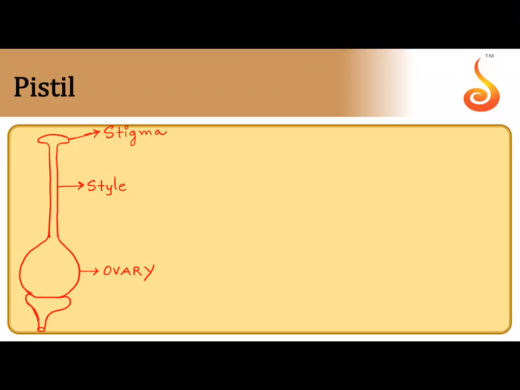So what is there inside the ovary? Inside the ovary there is a cavity. The cavity inside the ovary is referred to as the locule, or the ovarian cavity. Clear? So we have now seen that the 3 major parts of the pistil are the stigma, then the neck, which is the style, and the basal swollen chamber, which is referred to as the ovary. And inside the ovary there is a cavity referred to as the locule or the ovarian cavity.